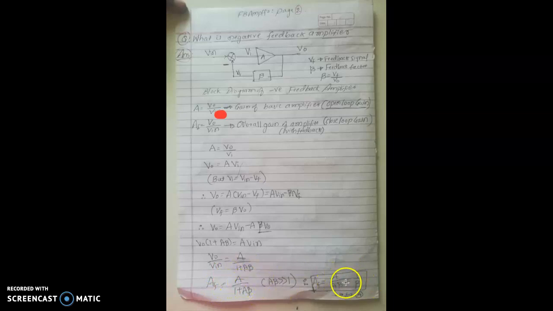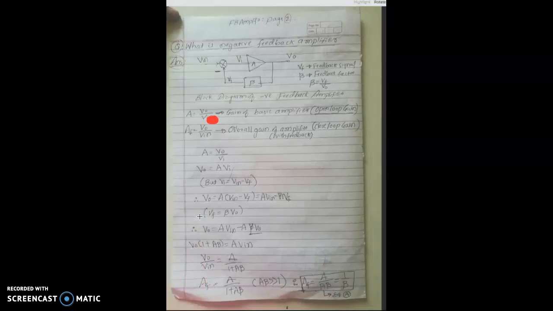One more advantage is that it is becoming independent of A. It is just 1 divided by beta. No A is there, which means it becomes stable. No dependency. This is what you have seen with respect to your negative feedback amplifier and its derivation.